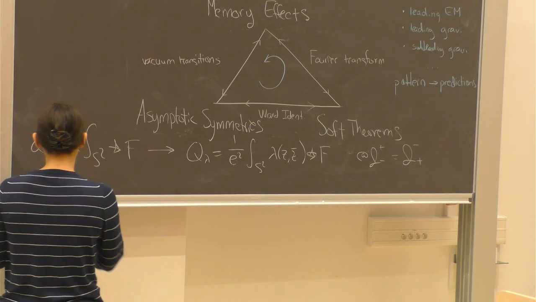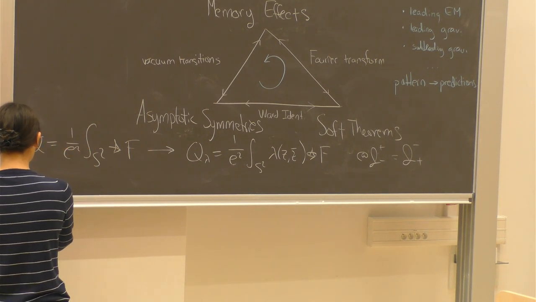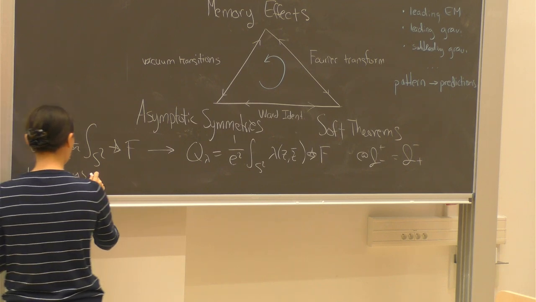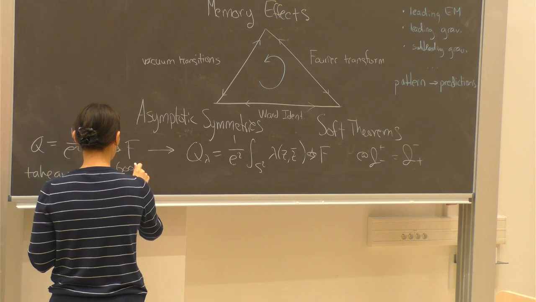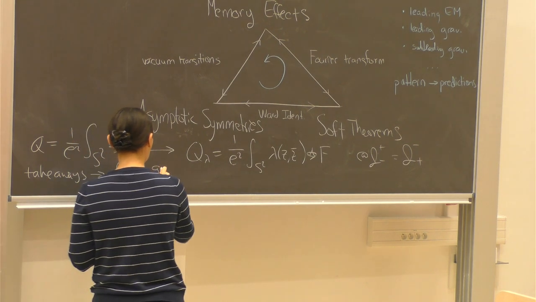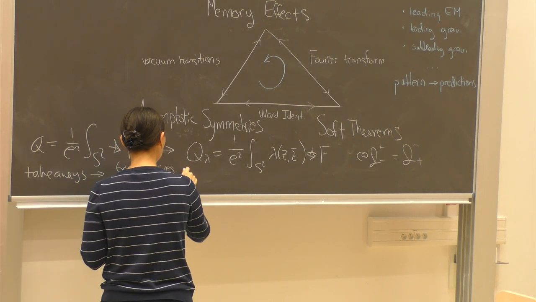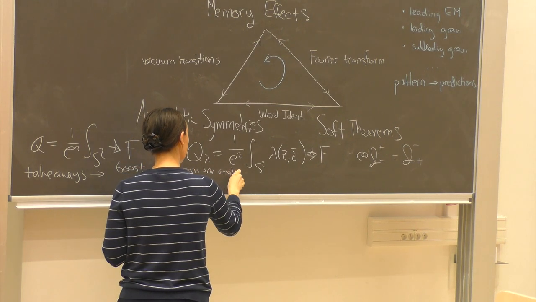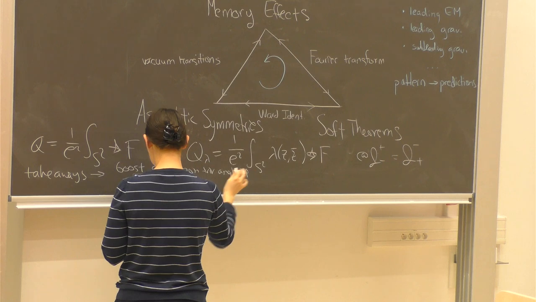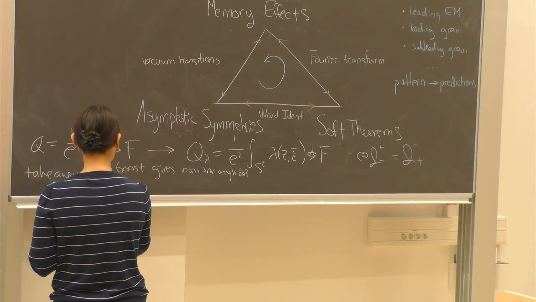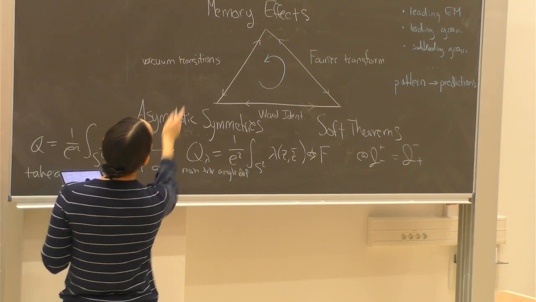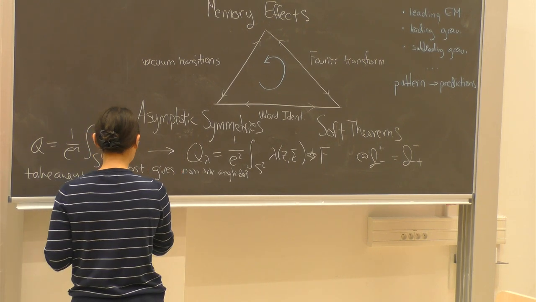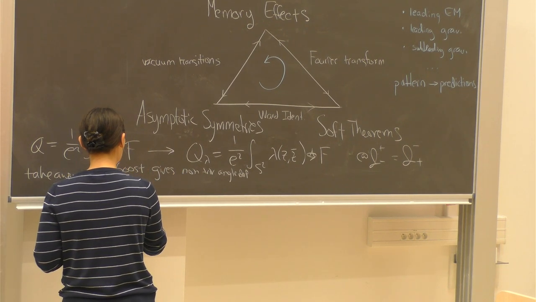So what I want to point out is that our takeaways are that the boost, or the non-trivial velocity, is giving me a non-trivial angle dependence, which in particular we have seen in the denominators there with the boost factors. And then the next thing is that there seems to be this antipodal matching.